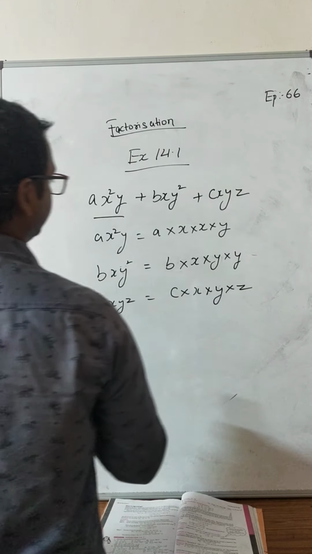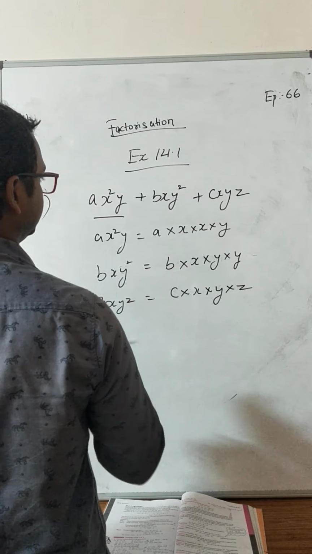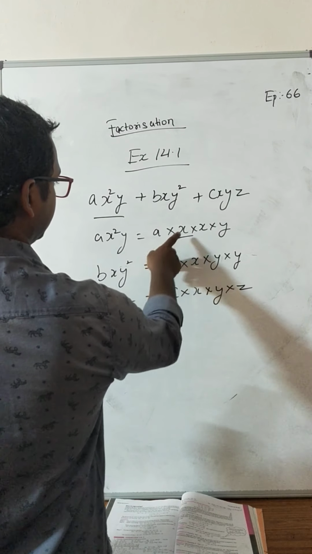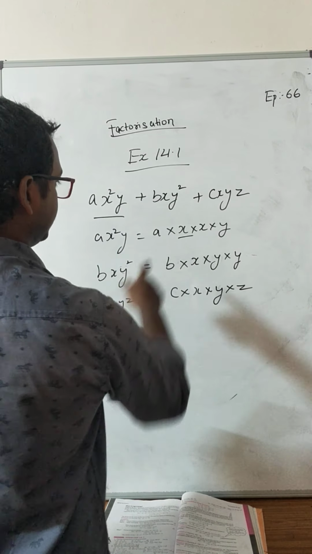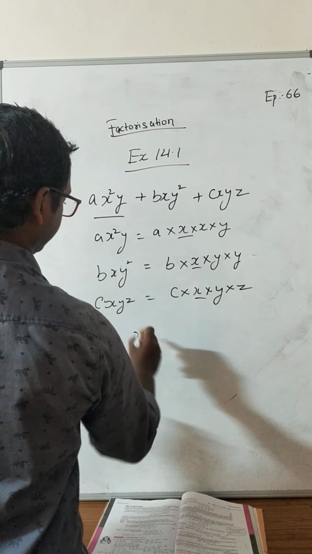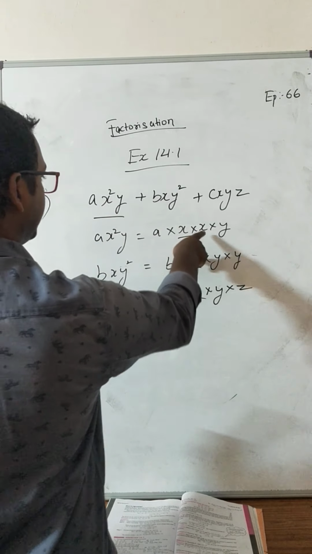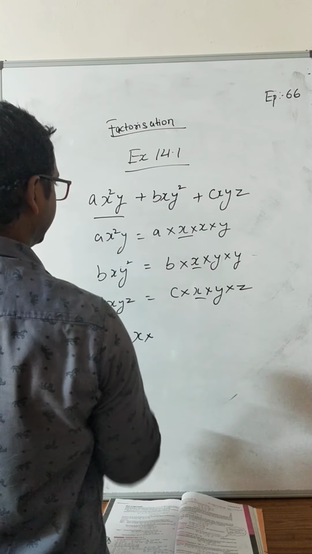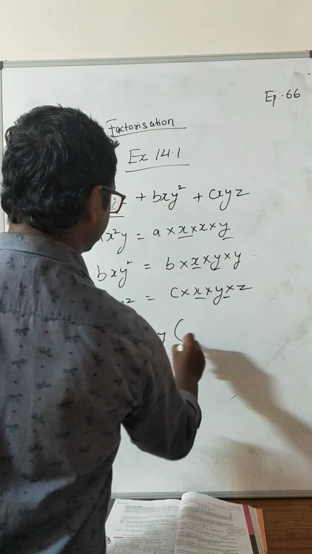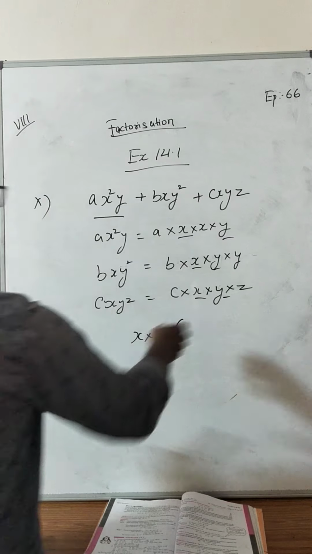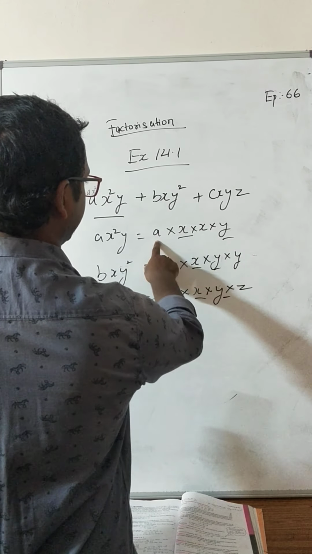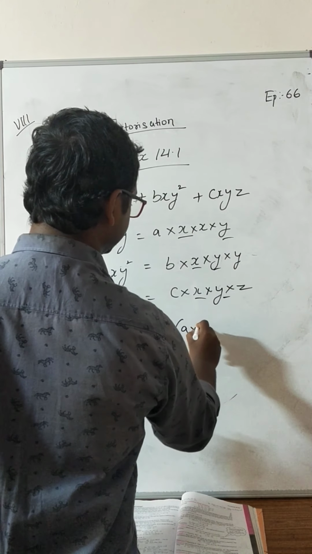Now see the values that we can take as common factor. a is here but it's not in the other terms, so we cannot take that as common. x we have, x we have, x we have. So one x we have taken as common. Next we have one more x but it's not in every term, so we cannot take that as common. y we have, and y we have. So x and y we are taking as common. z we have here but it's not in every term, so we cannot take that. Once we remove x and y, what is left? a and x are left. a into x is left.